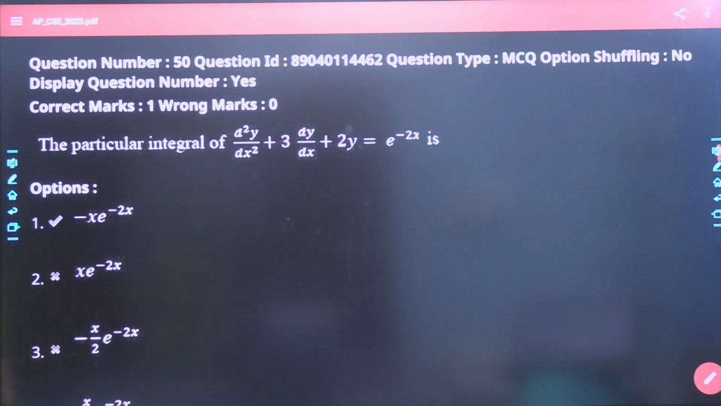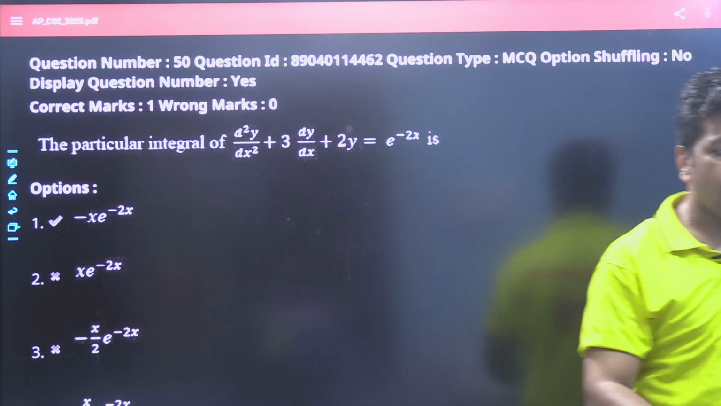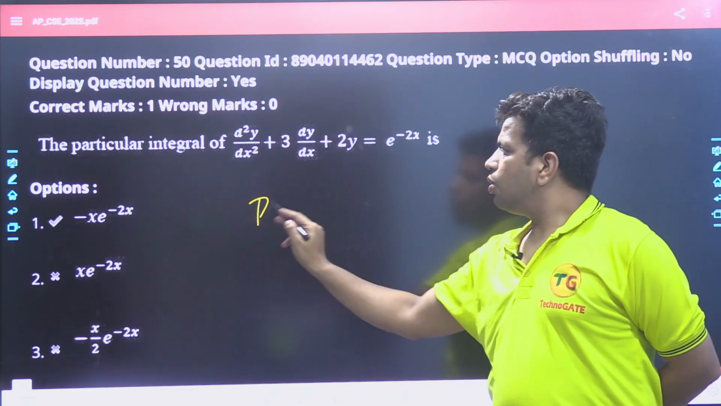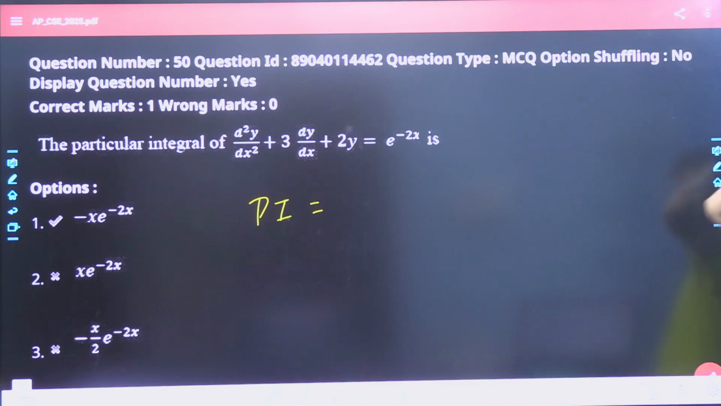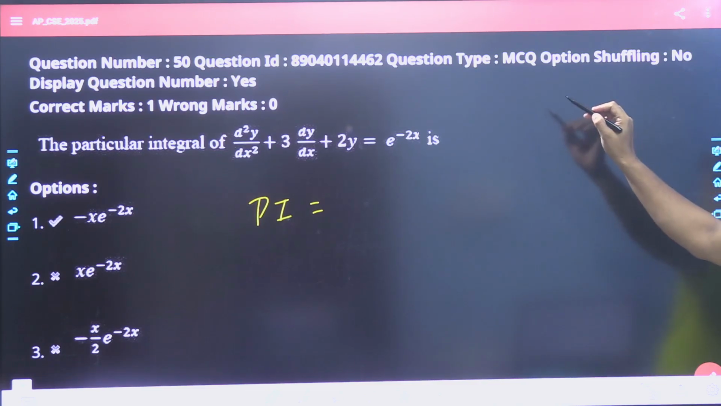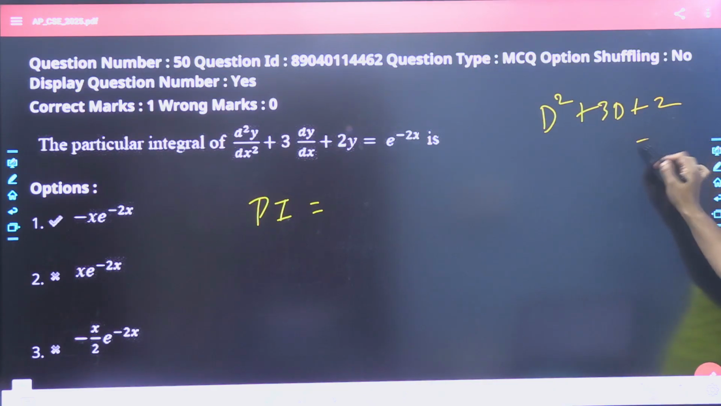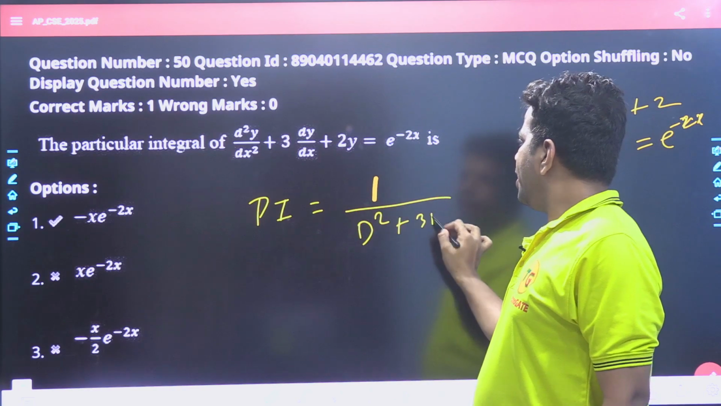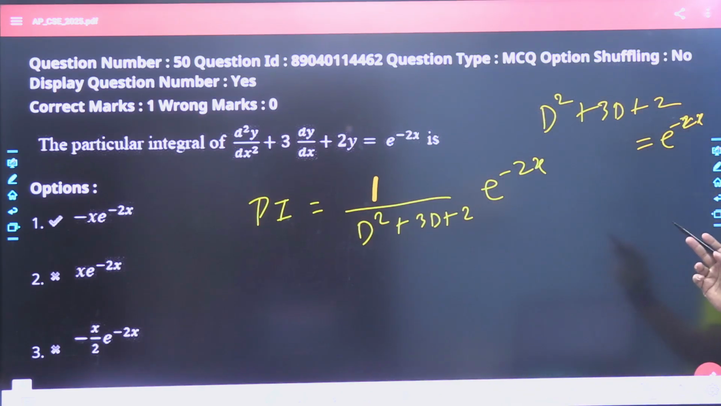The last question is, we need to find the particular integral, PI portion, of this particular equation. So how can you find the particular integral for this? If you compare this equation, can we say that it is like (D square plus 3D plus 2) y equals e to the power minus 2x. So it's simply 1 upon D square plus 3D plus 2 times e raised to minus 2x. So I need to take the particular integral of this.